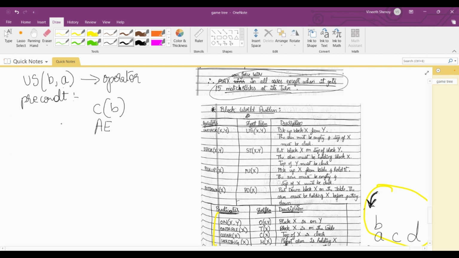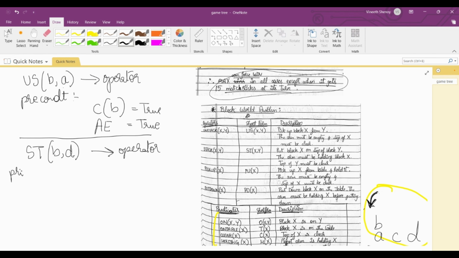First, the precondition is the top of B must be clear and the arm must be empty. Only if both of these are true, you can perform unstack. Otherwise, you cannot. Then you have stack of x comma y. In this case, let us consider B was already picked up during unstack, and you want to put it over block D. Now I want to keep block B over block D. This is the operator.